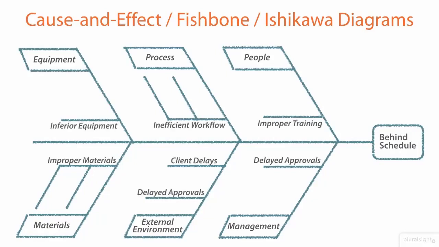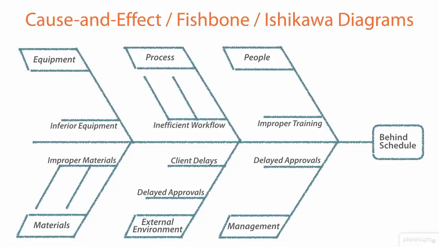Within each of these, we see additional potential answers. When it comes to people, perhaps we haven't trained our people correctly. When it comes to our processes, perhaps our workflows are inefficient. Our equipment might be inferior. We might be working with improper materials. When it comes to the external environment, perhaps we're waiting on more information from a client before we can proceed, or perhaps they need to approve some of the results before we can continue into the next project phase.